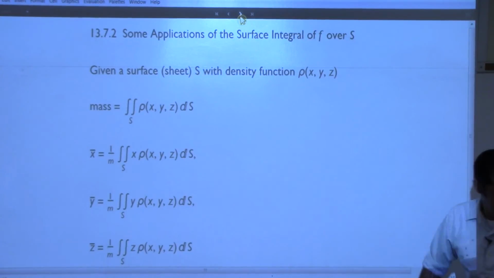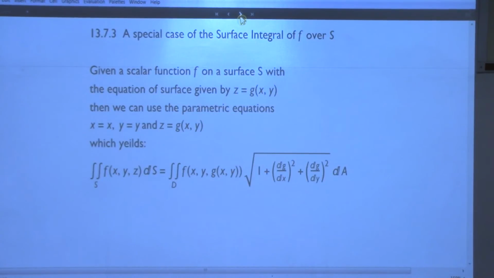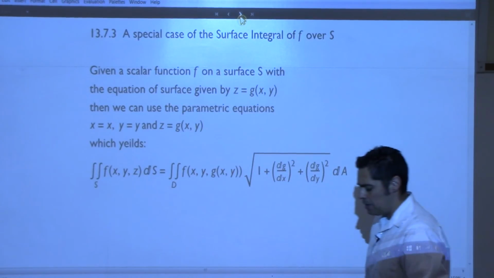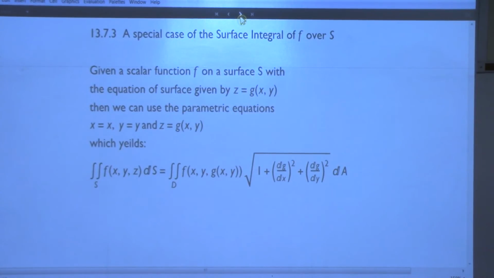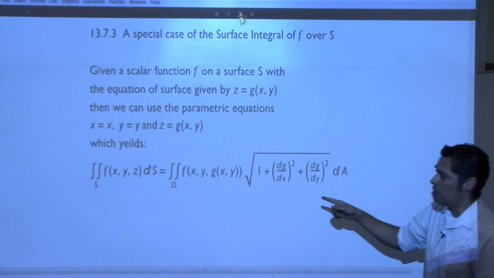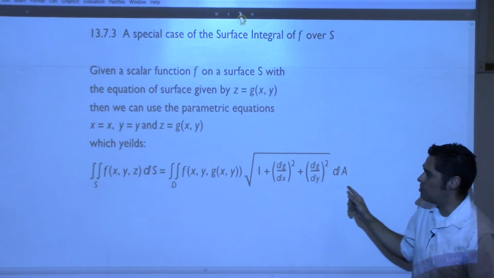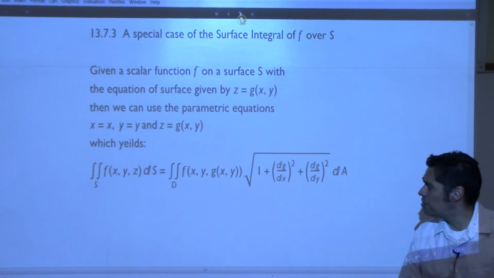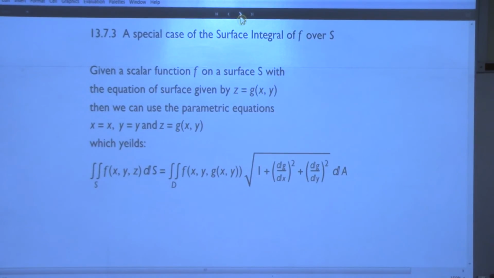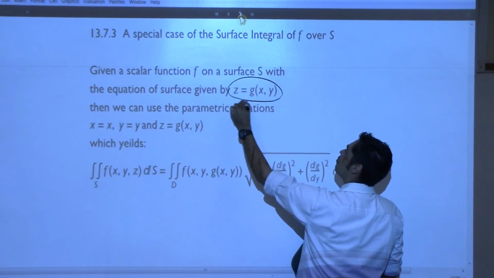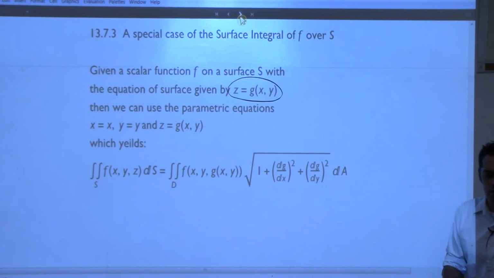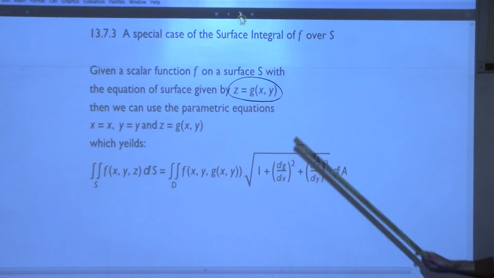All right, next. All right, we have a special case when we're doing surface integrals. In fact, there's 3 special cases. I'm only showing one here in the notes, but I'll write down the other special cases. And here's what it's saying. Let's say that your surface is actually easy to write. In other words, you can write it as a function of 2 variables.